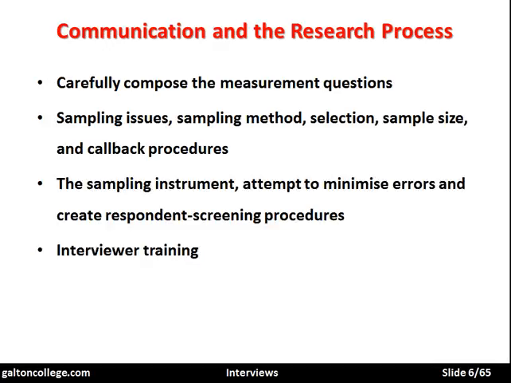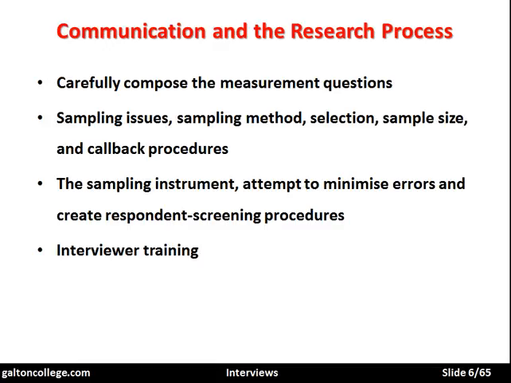The sampling instrument should attempt to minimize errors and create respondent screening procedures. So with the sampling instrument, let's say it's a survey, the document should be free from errors. It should be piloted, it should be tested, and it should be checked, so that when it finally is used to collect the information that's required, it's error-free. There are no errors still in the document. So all the questions are relevant, they're all clear, and the respondent is clear about what has been asked.